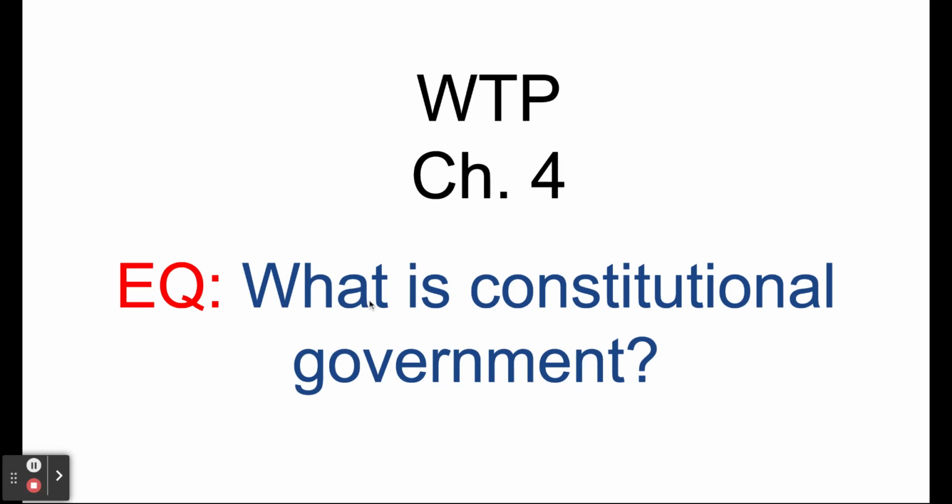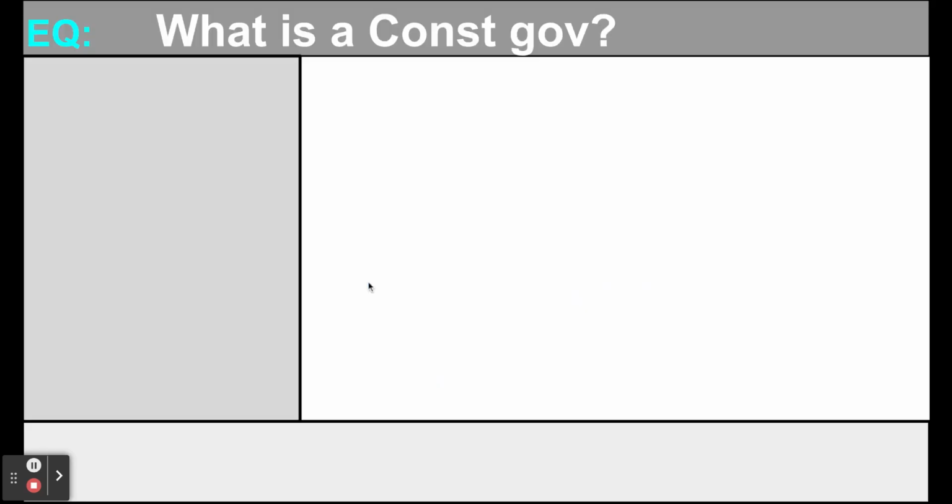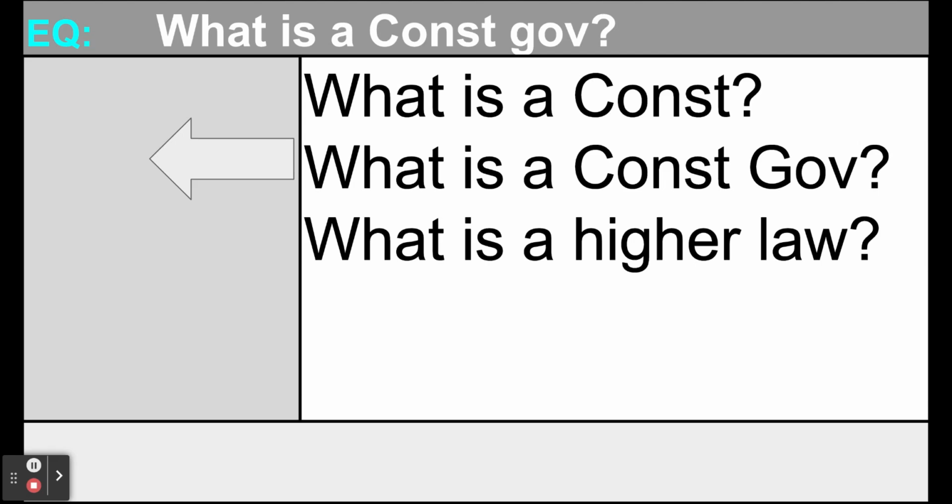There's the EQ, by the way. What is a constitutional government? So once again, the EQ, what is a constitutional government? Remember, you should abbreviate. I like the structure of this book because it has secondary questions, so it makes it easier to do Cornell notes. So these are the only three secondary questions. So you could probably fit everything on one side of the notes. What is a constitution? What is a constitutional government, and what is a higher law?